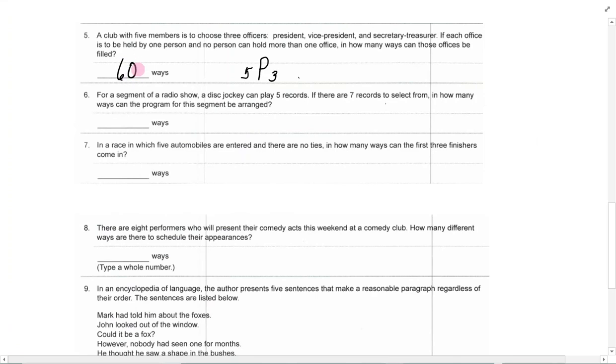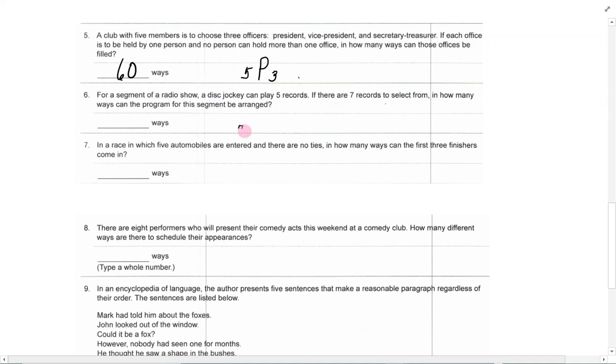Next, for a segment of a radio show, a disc jockey can play 5 records. If there are 7 records to select from, in how many ways can the program be arranged? Because if you have a different order for the songs, then it's a different program.